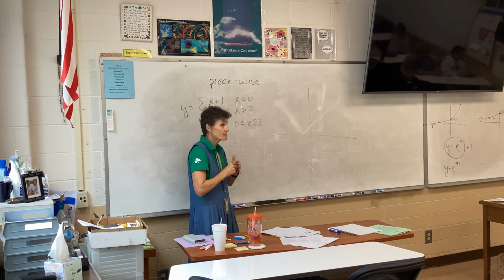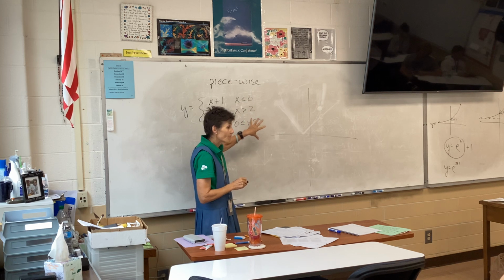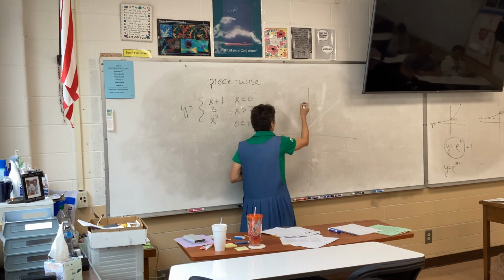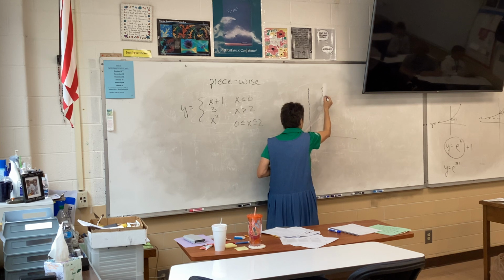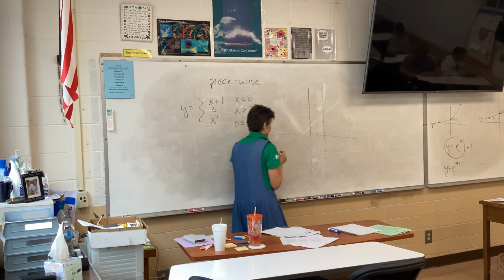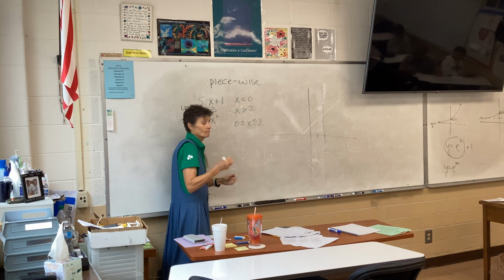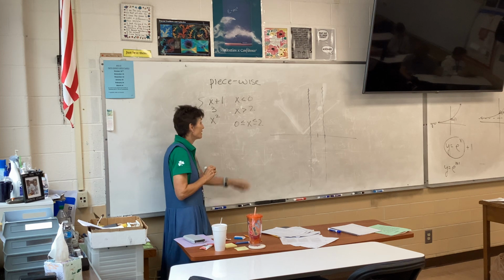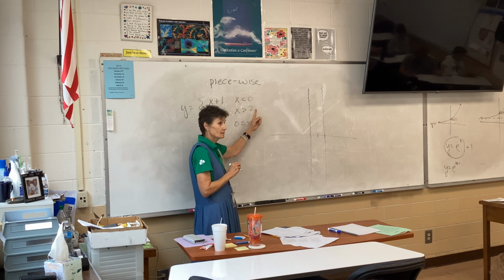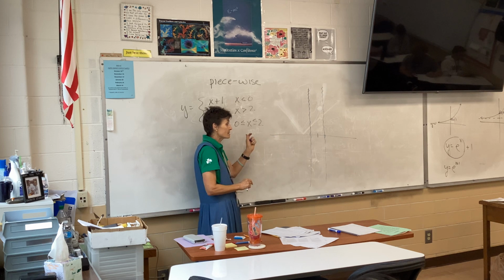Aren't there two squiggly lines? Where are they? At 2 and 0. So I'm going to put one at 0 and one at 2. All right. Everybody okay with that? Remember, your squiggly lines come from over here. These are the places the graph gets broken into pieces.